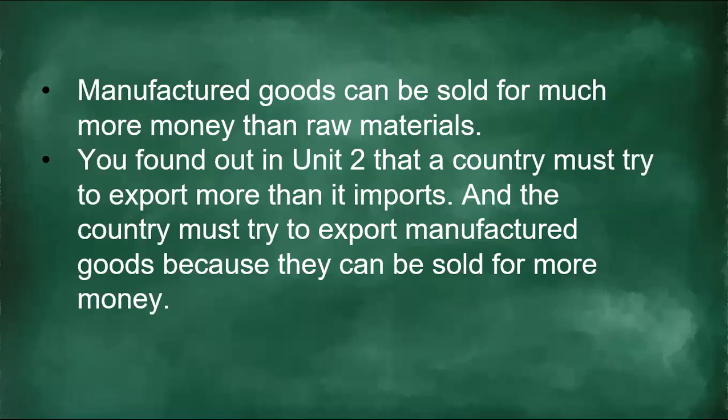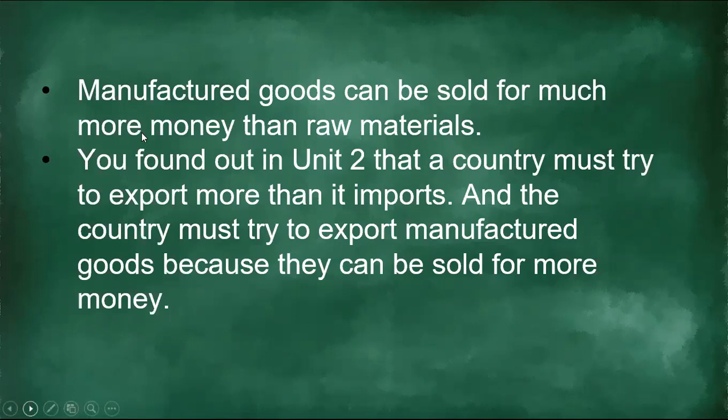They should try to export goods that have been made. They should not just export raw gold. They should not just export raw wood. Why should they do that? They should export manufactured goods because they cost more, and the country will be rich in that way, okay? So let's do this quickly. This is the class activity.